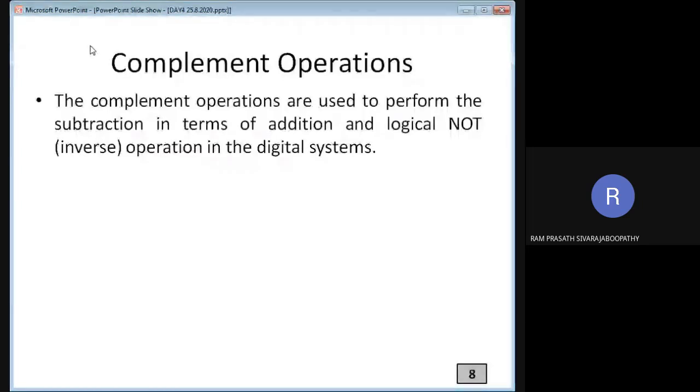Okay, fine. Then the other operation we are going to use is the not operation. Not is just the inverse operation. Fine.